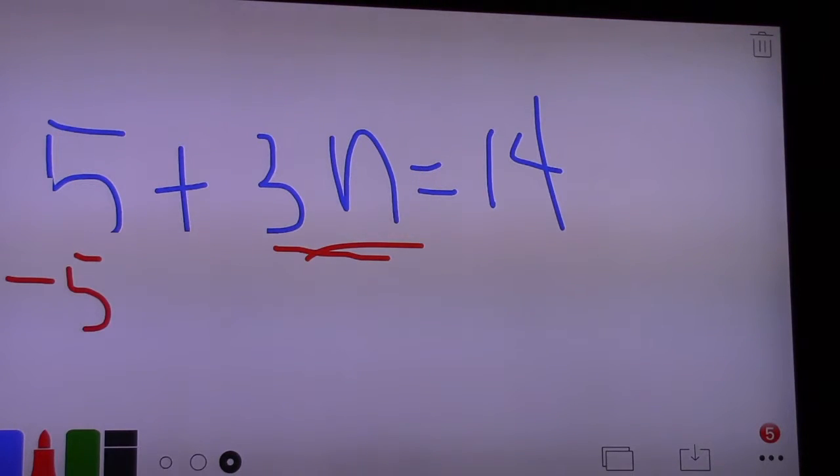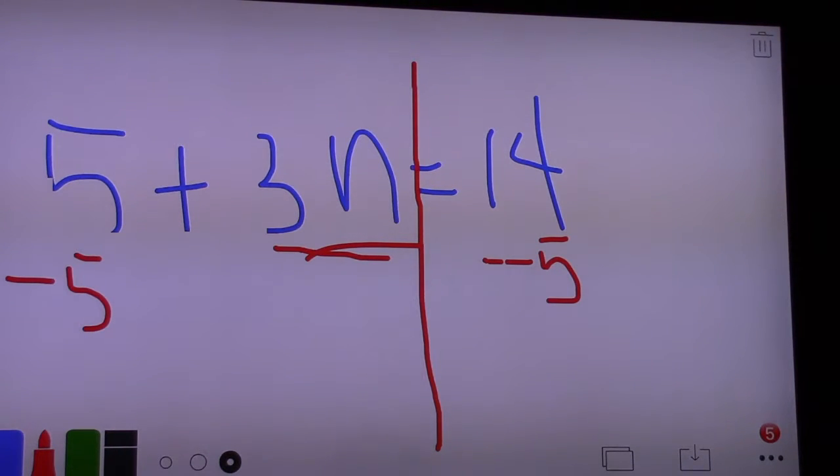And whatever we do to one side of the equation, we have to do to the other side of the equal sign. So we're going to move this equal sign down so we see one side versus the other side of the equation. So when I subtract 5 from the other side, now I'm going to go ahead and cancel, because 5 minus 5 is just 0, and 0 plus 3n just equals 3n.